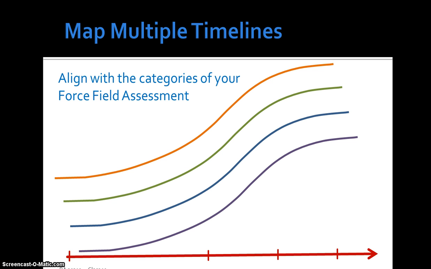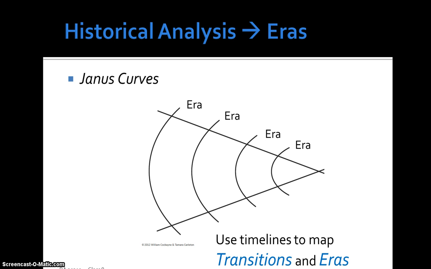Okay, and so the idea here is that if we're looking at technological change and regulatory frameworks and demographic change, then we would want to have a timeline for each of those, and then the real value comes as we begin to synthesize and combine those. So develop an individual timeline for each category in your force field assessment, and then see where's the synthesis and how do they fit together.